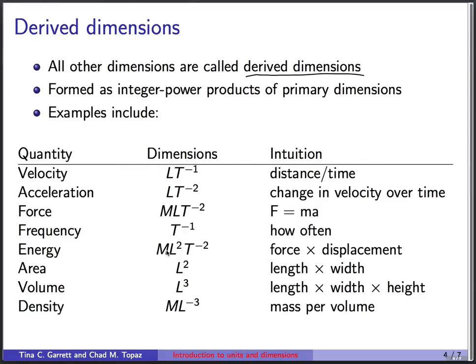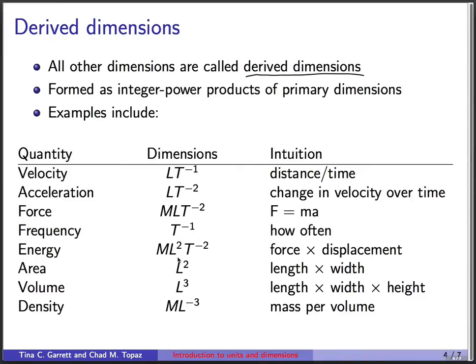Energy has dimensions ML squared T to the minus 2. That's because energy is sort of like work. Work is like force times displacement. If you don't know this from physics, that's quite all right. I'm just giving you an example. So force we know is MLT to the minus 2. If we multiply that by a displacement or a length, we get these dimensions here.